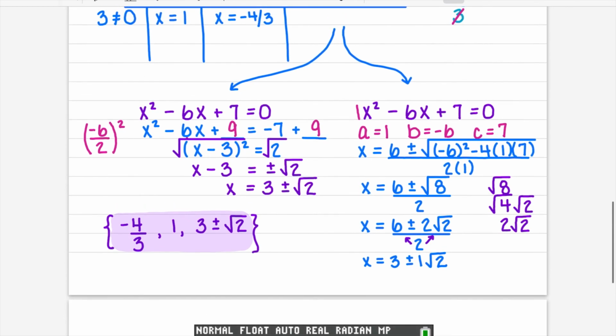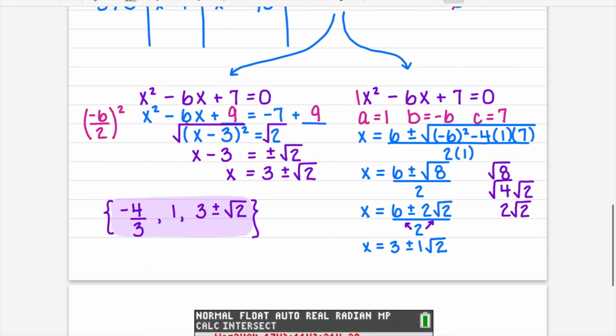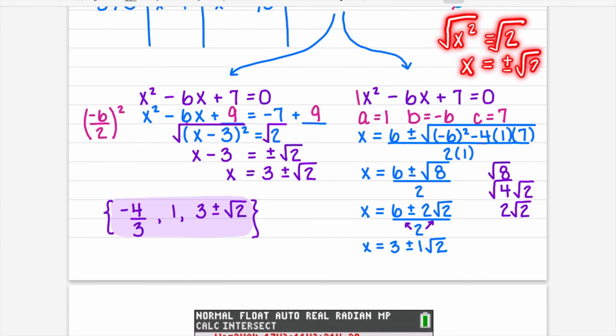And then remember from other examples that we did in class, if you have something like x squared equals 2, that's super easy because you just have to take the square root, and then it becomes x equals plus or minus radical 2. So that's the other strategy, but that only works if you don't have that middle term.